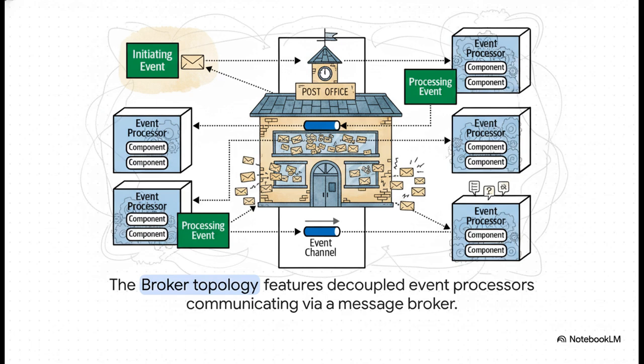An initial event gets sent to a central message broker. You can think of it like a post office. Then, any number of event processors that are interested in that kind of event can just pick it up and do their job. And when they're done, they might publish a new event, which kicks off other processors further down the line. It's all very decentralized.